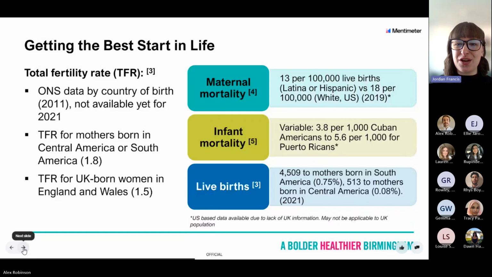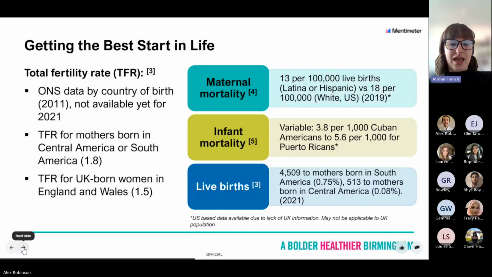So it generally is going to be higher for most migrant born populations compared to the UK. There were only 2 or 3 countries of birth where it was lower than for UK born women. And we typically see for migrants to the UK a slight decrease in total fertility rate over time, but this information is not available for the Latin American population.